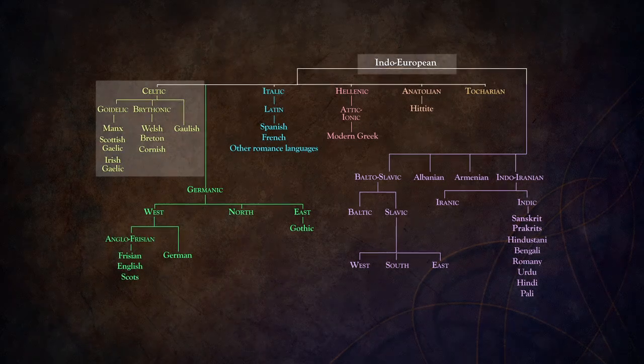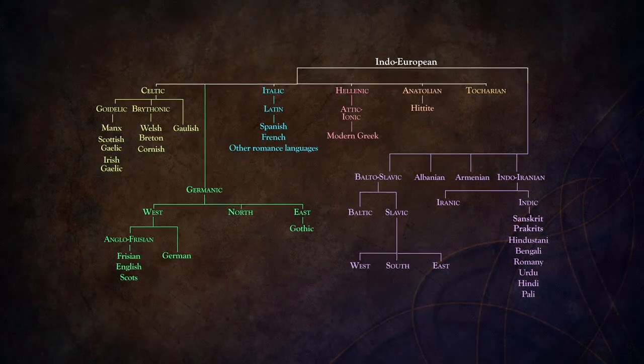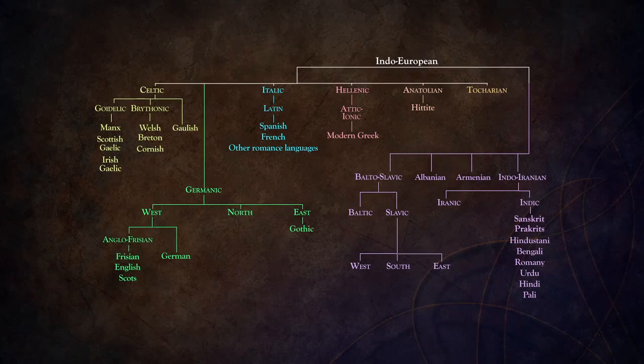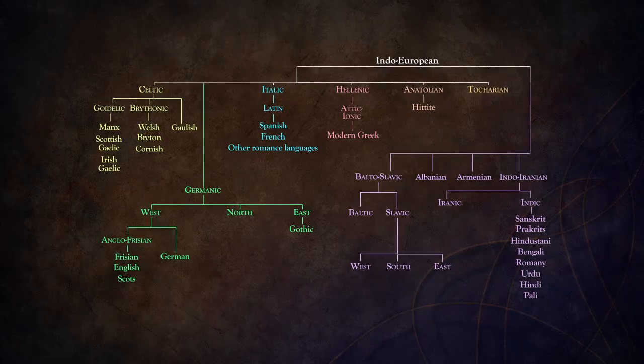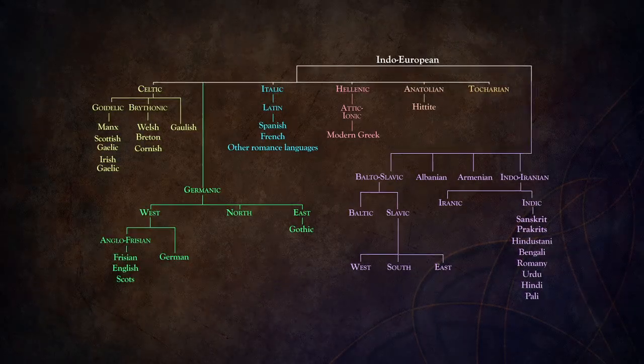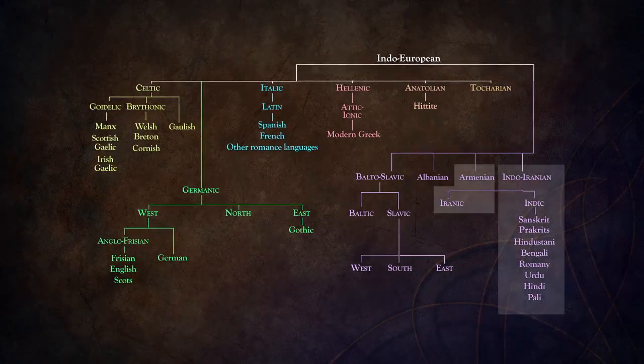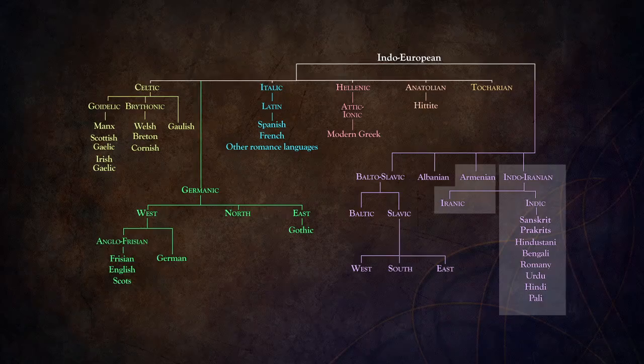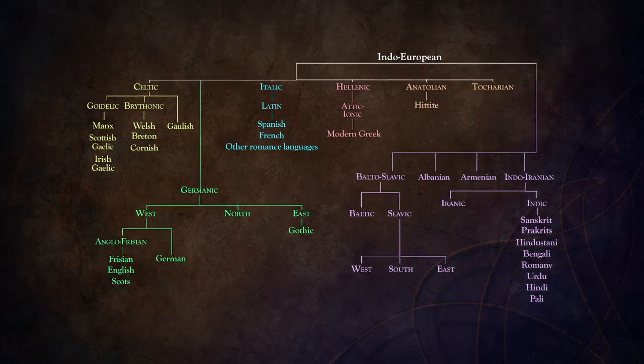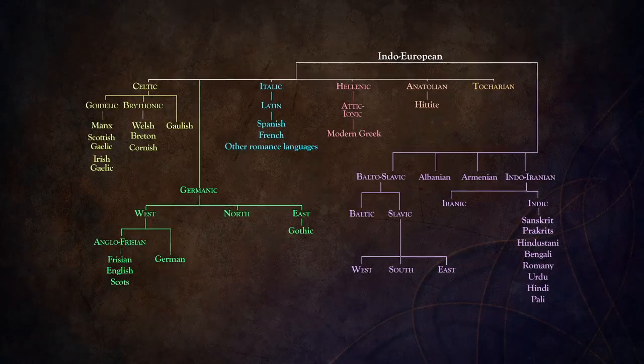So let's start by defining what we mean by Celtic languages. The Celtic languages are a branch of the Indo-European family of languages. The Indo-European languages include most of the languages spoken in Europe today, as well as many of the languages spoken in the Middle East and the Indian subcontinent. These languages all derive from a common ancestor many thousands of years ago.